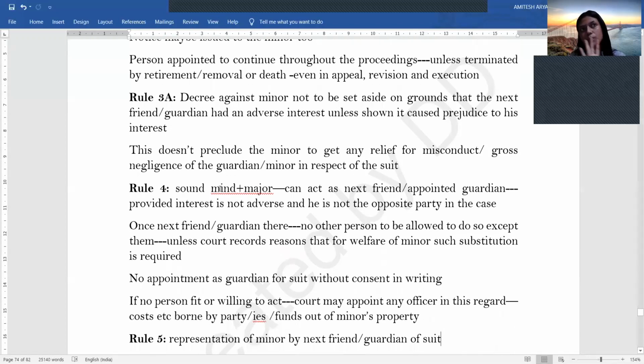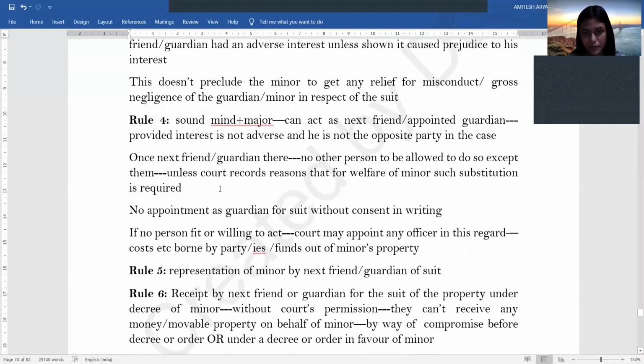Now, once there is a next friend or a guardian, no other person can be allowed to do anything in regard of the same unless the court records that there is a need for substituting such a person. And no person will be appointed as a guardian without the consent in writing by such a person. Now, if there is no person that the court finds is willing to do so or is fit for this, it can appoint an officer in regard, and the court will decide who will deal with the expense. It can be by the party or the parties or out of the minor's property.